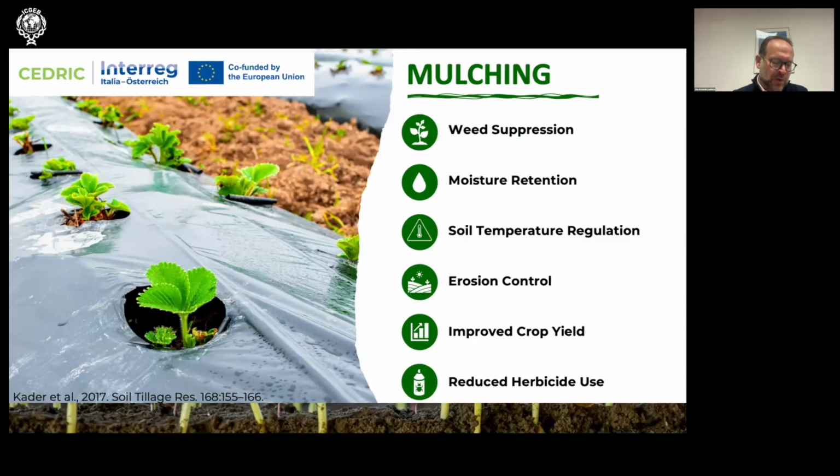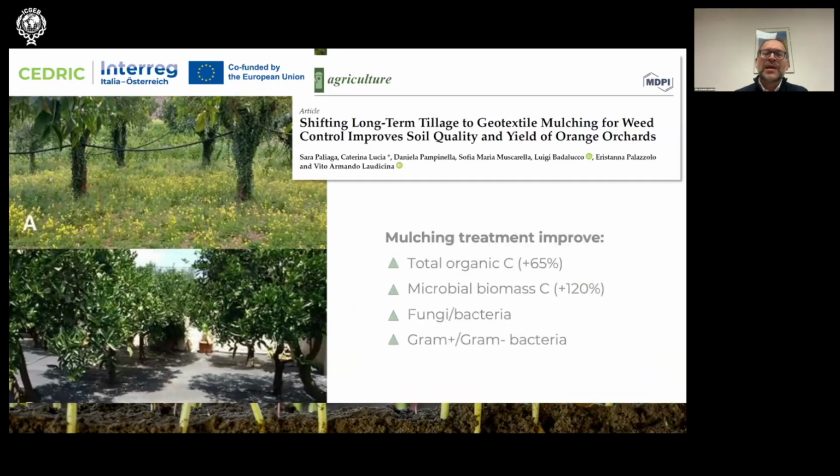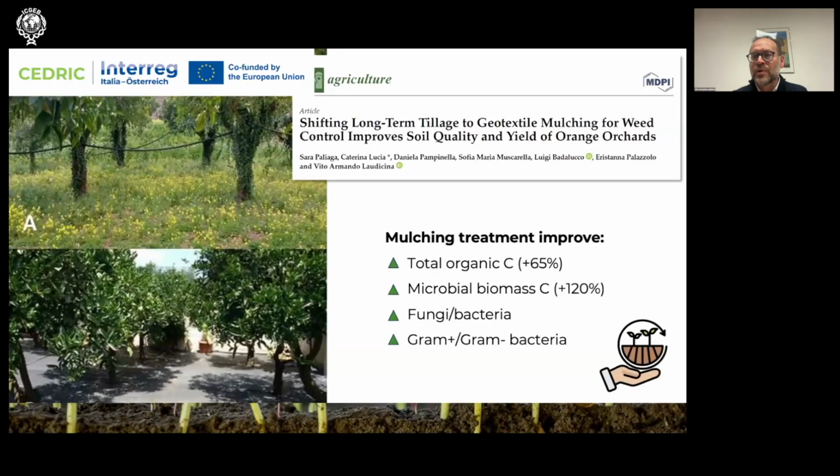We also conducted research about the impact of plastic, for example, in an orchard, comparing long-term mulching with long-term rotary tillage. As you can see here, we used different soil managements, and what we found was that total organic carbon improved in mulched soil, but also microbial biomass.